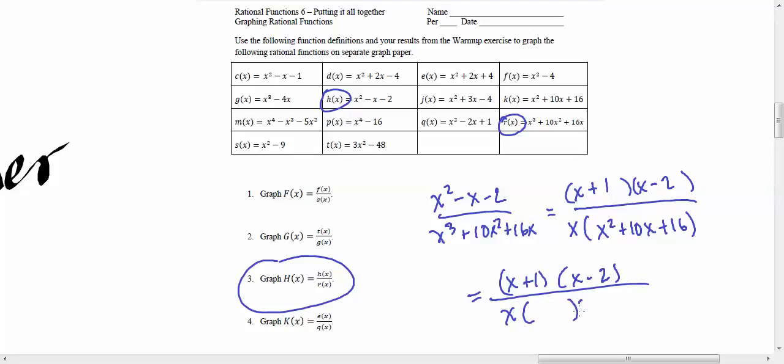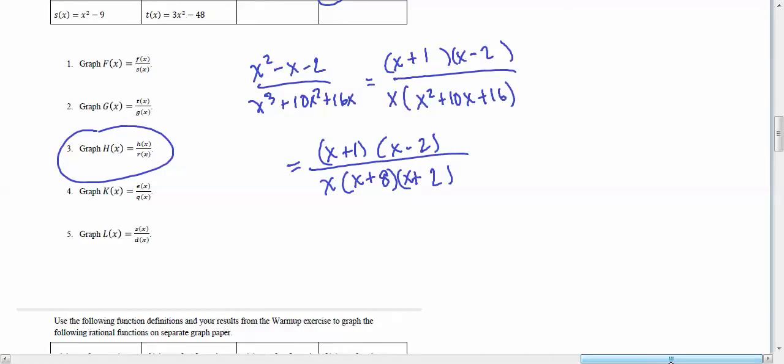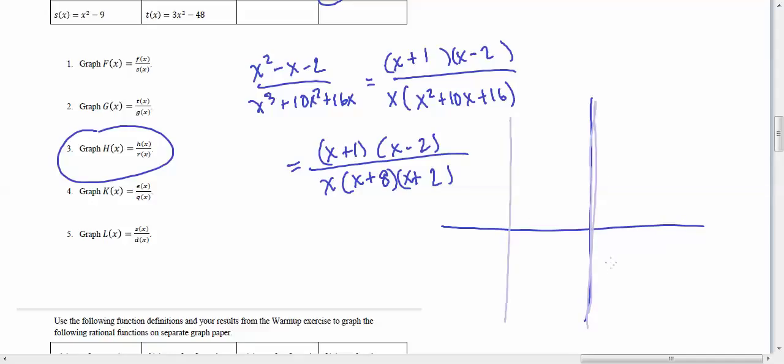X, and then this second part can be factored into x. I'm going to need a plus and a plus. What multiplies out to be 16 but adds up to be 10? That would be 8 and 2. Now I can't cancel anything in the numerator and the denominator because they're all different. So this tells me the graph would have 3 vertical asymptotes, occurring at 0, negative 8, and negative 2. This is negative 8, negative 2.